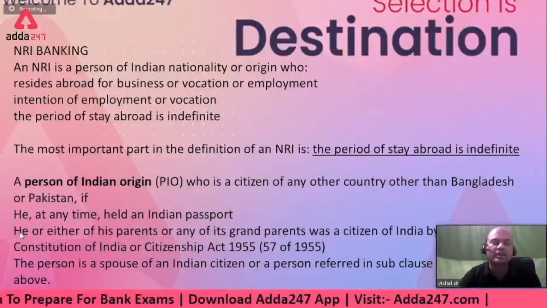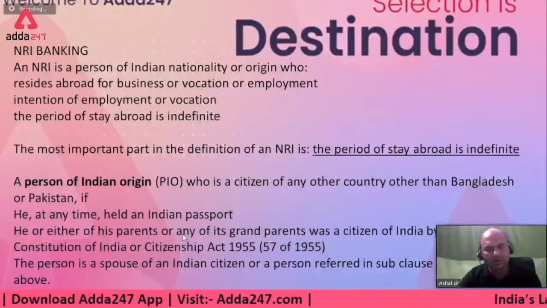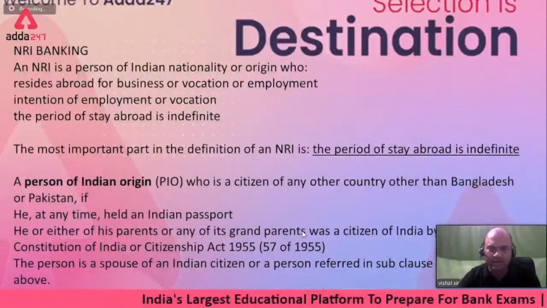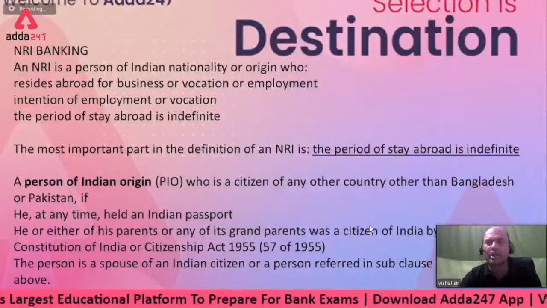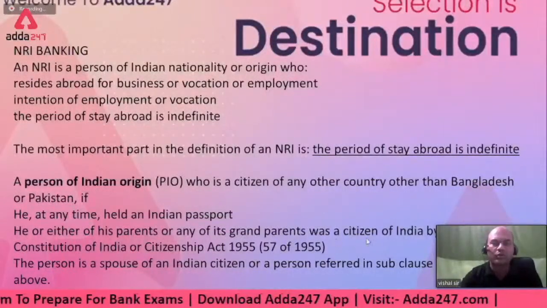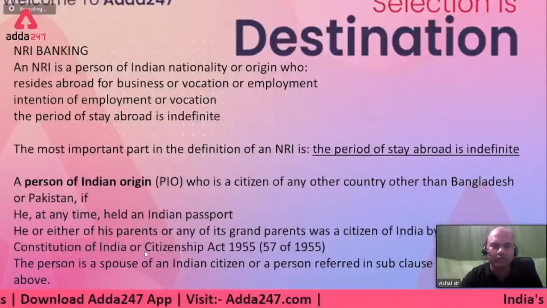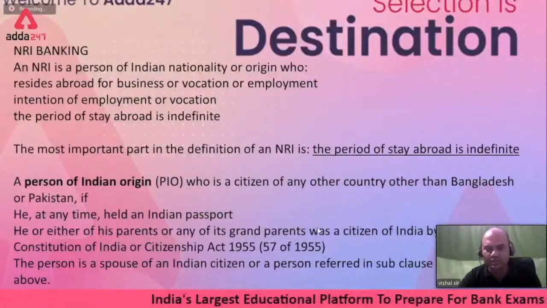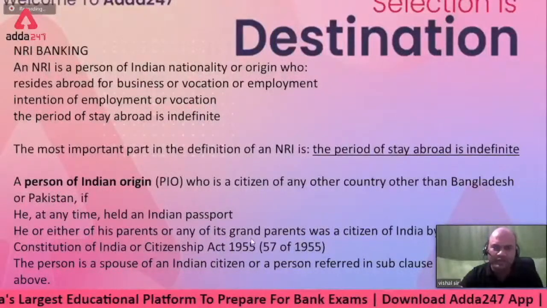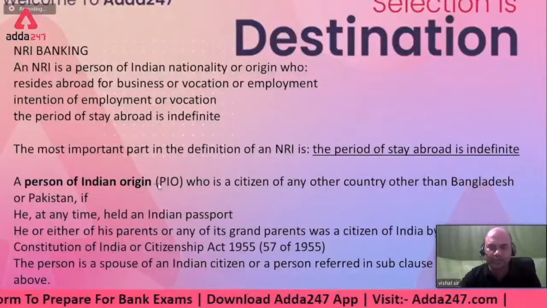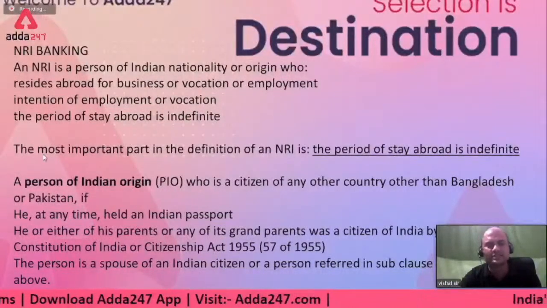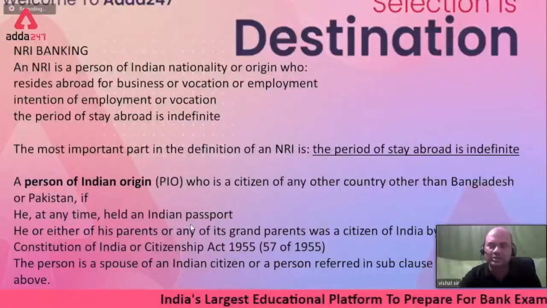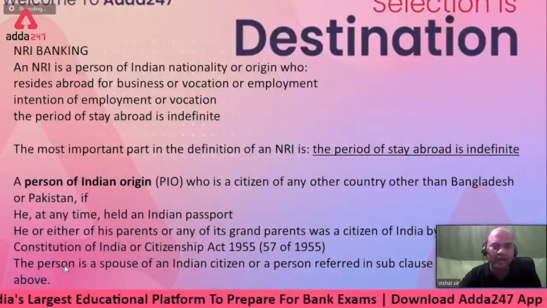And second is he or either of his parents or any of his grandparents, 3 generations. Parents, grandparents. In fact, it goes one step more: great grandparents, that is also allowed in PIO. He was a citizen of India by virtue of the Constitution of India or the Citizenship Act 1955. It means either of these 3 layers were a citizen of India. Then also this person will have the status of PIO. So what is the advantage of this PIO status? This status and this NRI status both have similar rights as such.